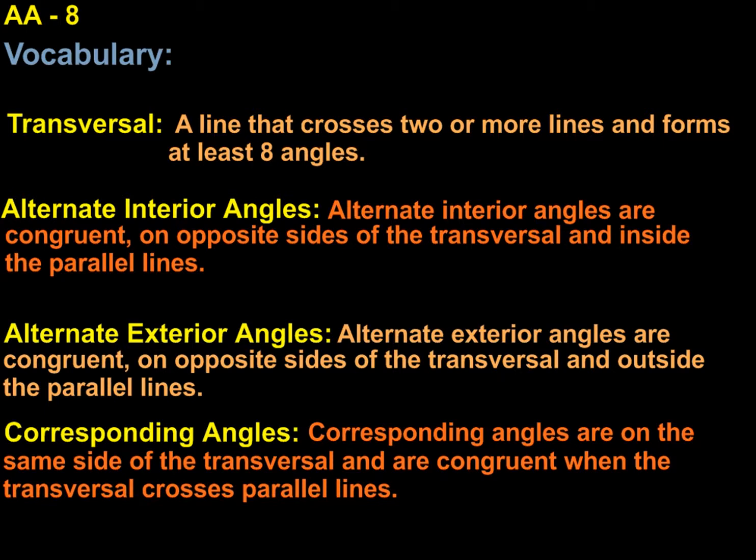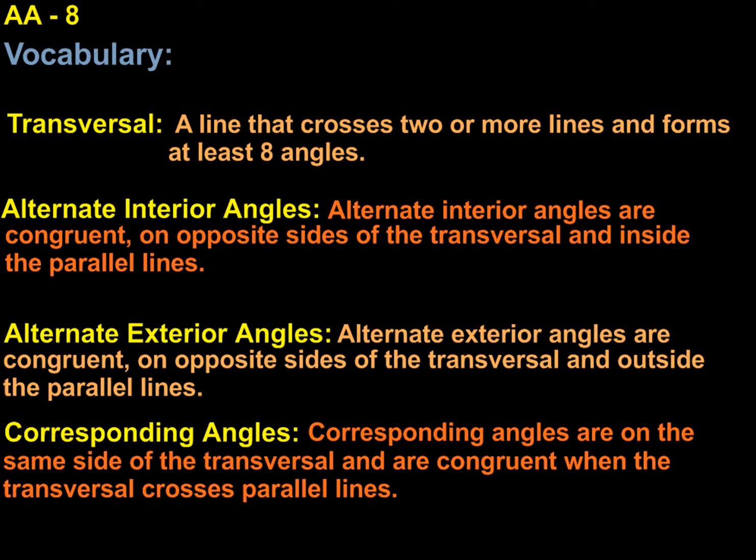Once again, we've got some new vocabulary. A transversal is a line that crosses two or more lines and forms at least 8 angles. Alternate interior angles are congruent on opposite sides of the transversal and inside the parallel lines. Alternate exterior angles are congruent on opposite sides of the transversal and outside the parallel lines.